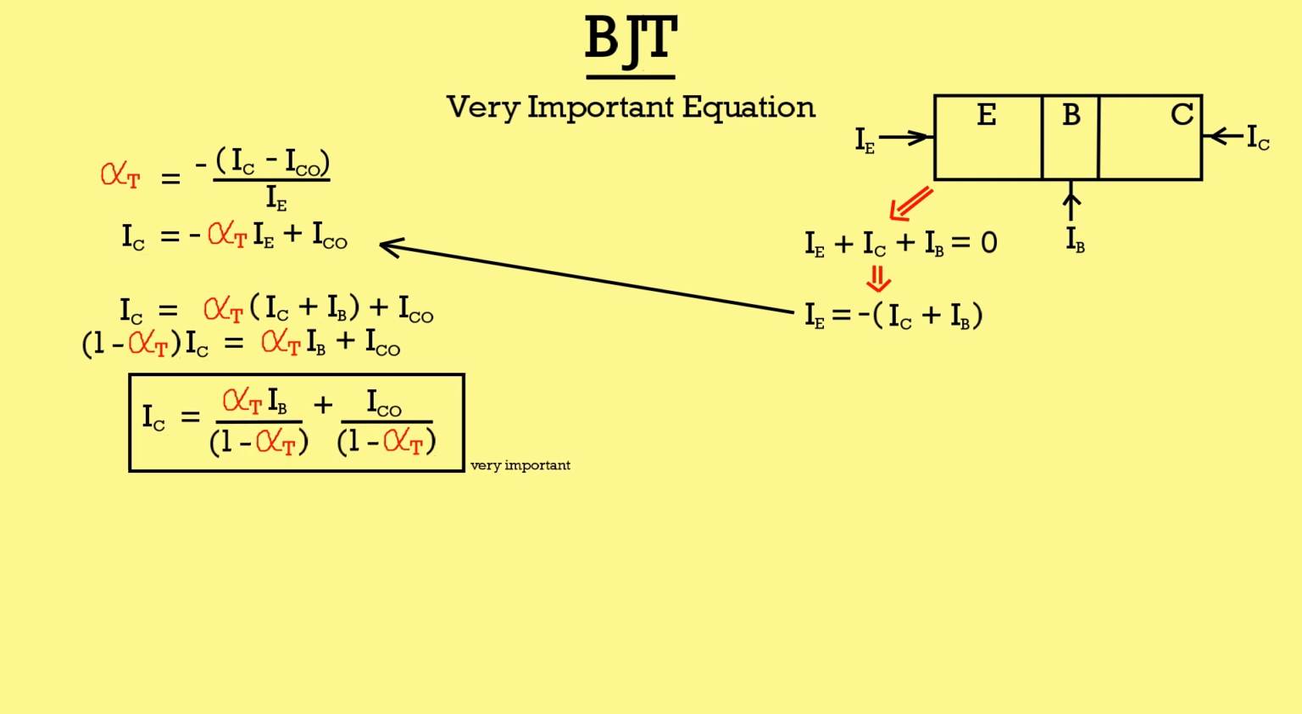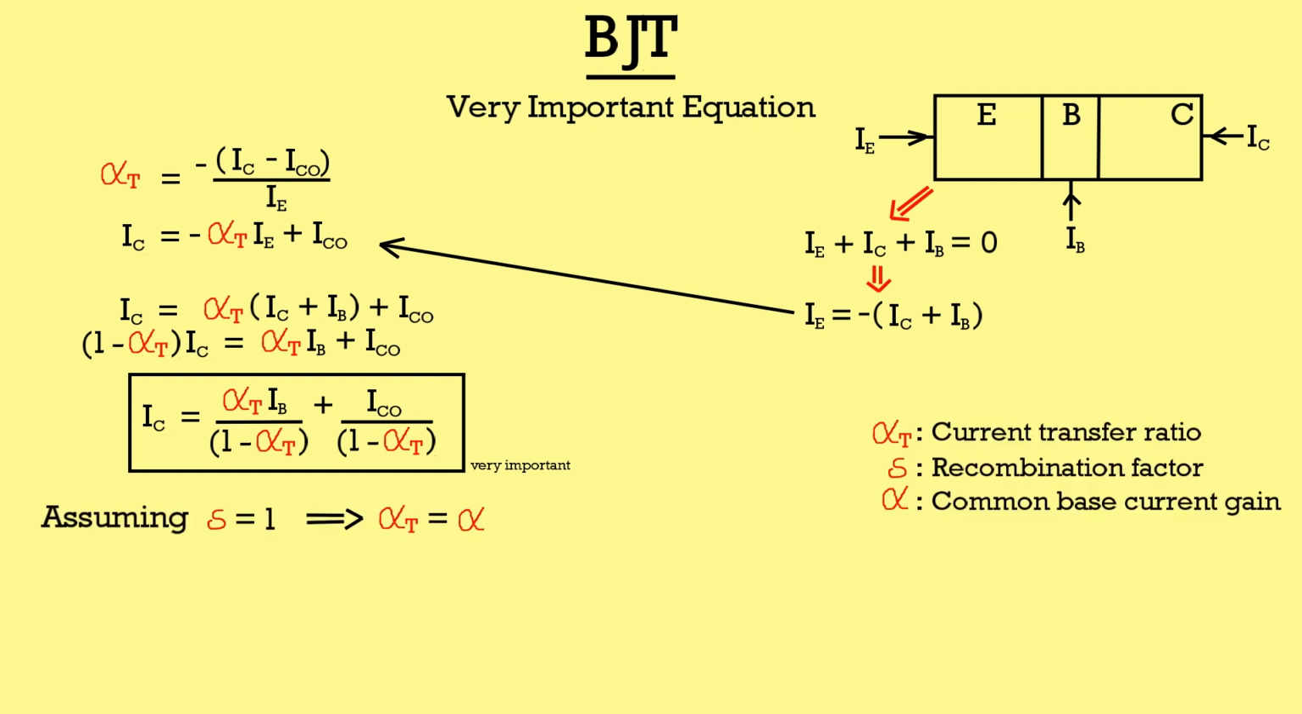I have already told you that the recombination factor is usually ignored, and generally we take its ideal value. So, if we assume the recombination factor to be equal to 1, then we will have common base current gain equal to current transfer ratio. Therefore, by replacing current transfer ratio with common base current gain, we will have this equation.